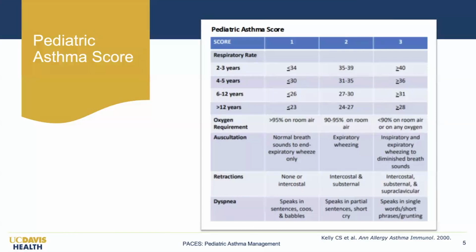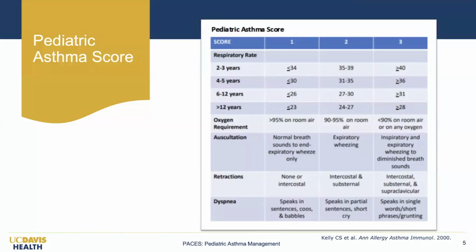They would get a 1 if they are greater than 95% on room air. They get a 2 if they're 90 to 95% on room air. And if they're less than 90% on room air or while also getting oxygen, then they would get a score of 3. Our next component that we look at is auscultation, or when we listen on our exam.